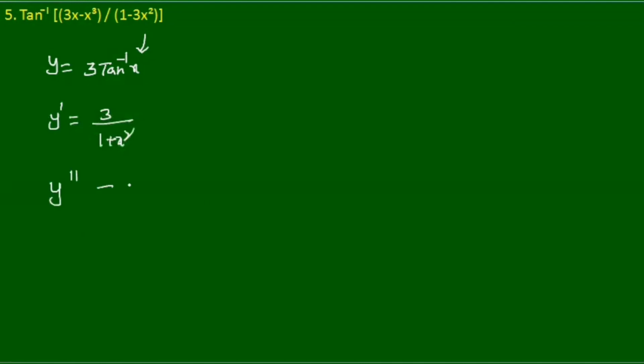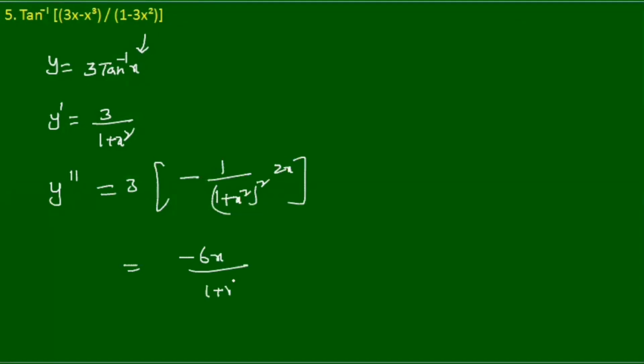Go for y double dash, which is 1 by f of x: minus 1 by 1 plus x square whole square into 2x. 3 is a constant, into 2x. So the total answer is minus 6x by 1 plus x square whole square. Okay, so now we move to the next problem.